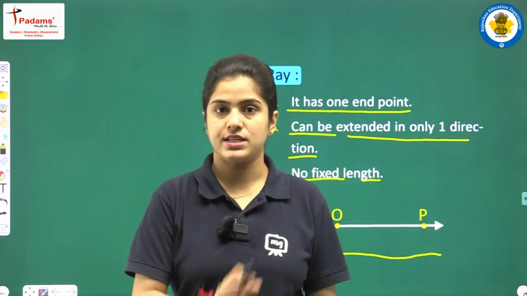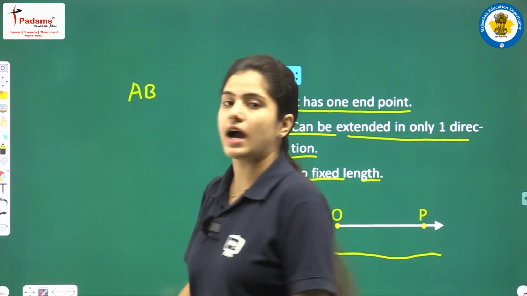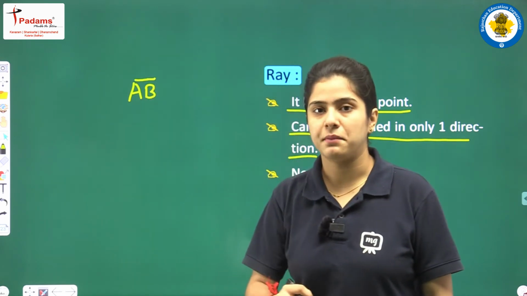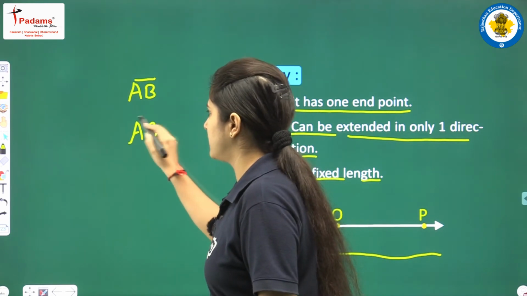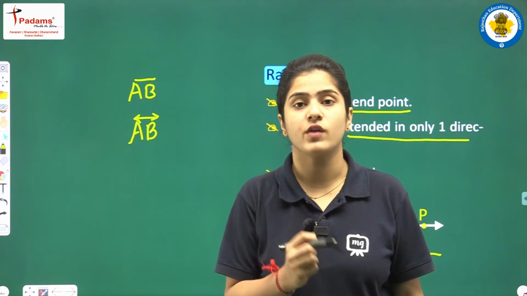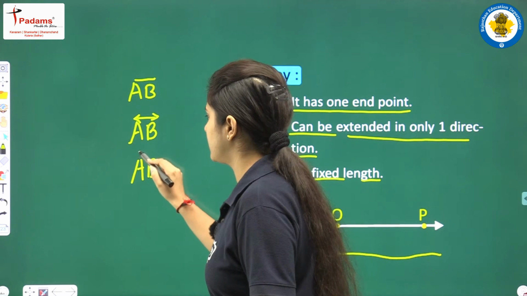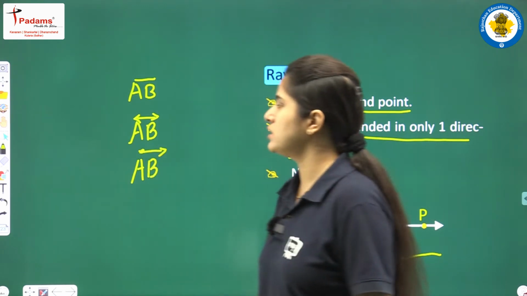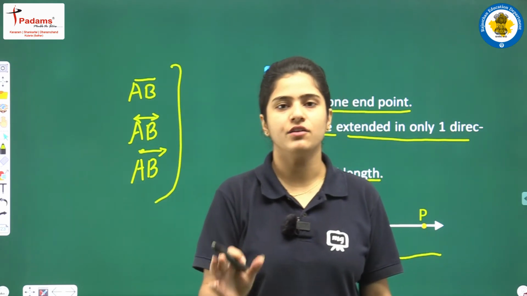Suppose I have to write AB as a line segment. I'll need to write it like this. Suppose I'm writing AB as a line, I'll write it like this. And suppose if I want to write AB as a ray, I'll write it like this. Okay, students, in this way you can clearly write a line segment, a line and a ray.